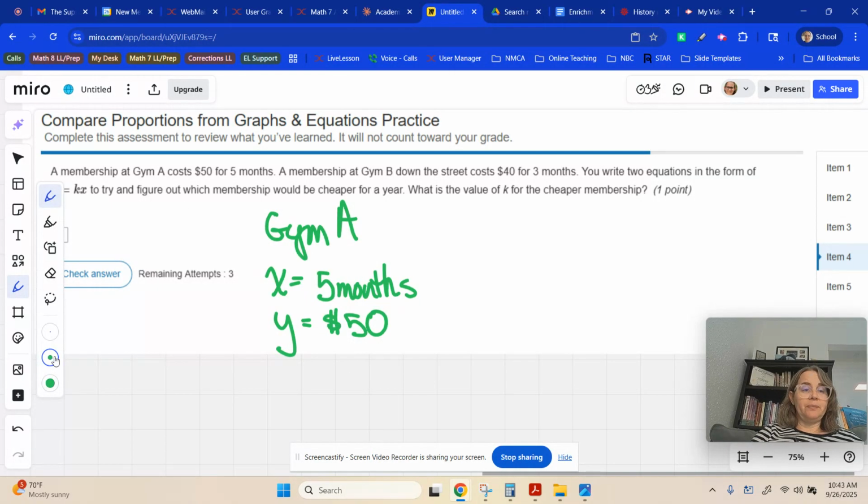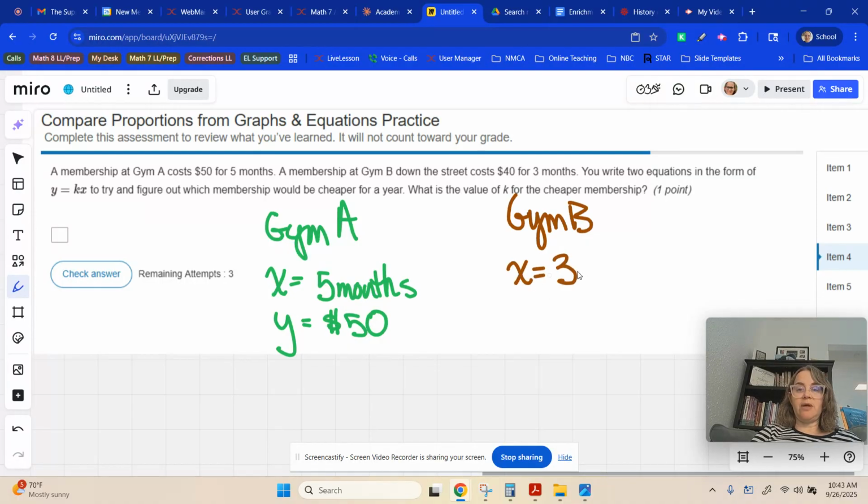Let's look at Gym B. So Gym B, we're only going to be there for 3 months, or they're going to charge us after 3 months, I guess. And the amount of time is 3 months. The amount of money that they are going to charge is $40.